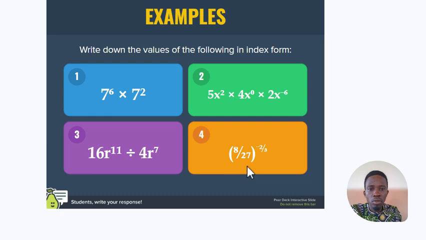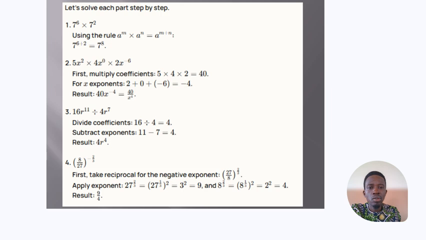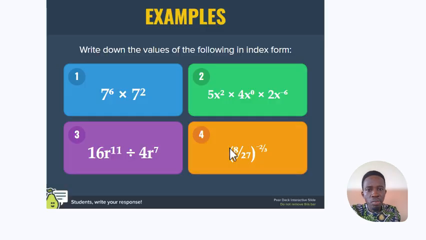So let's look at number 4 together. 8 over 27, everything in brackets, raised to power minus 2 over 3. So let's look at the solution. Now, let me explain this better before we move on to the solution. You can see the base is now a fraction, 8 over 27. For the power, we're having a fraction as our power and we're having a negative. So we're having a negative fractional index: 8 over 27 raised to power minus 2 over 3.